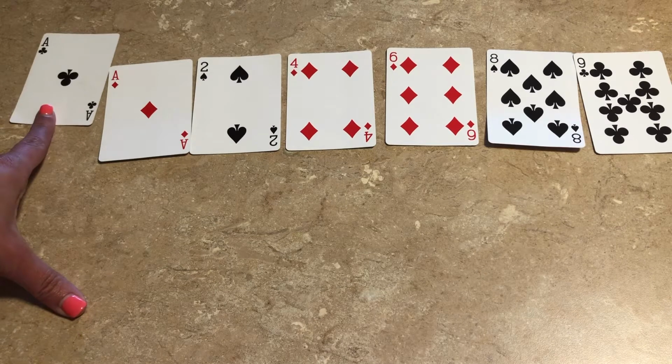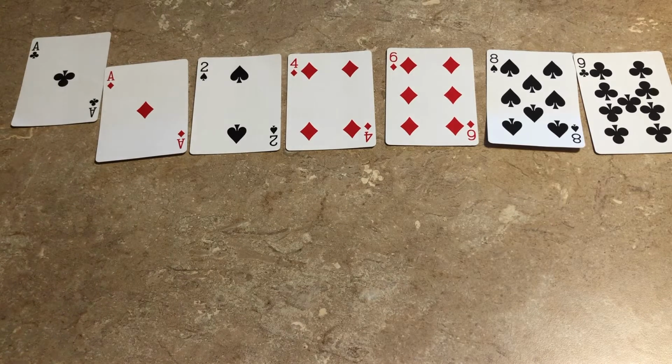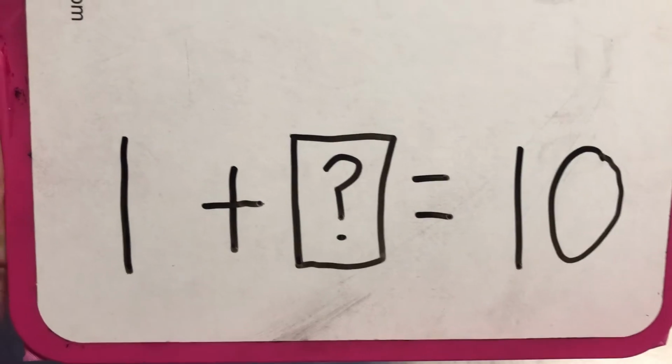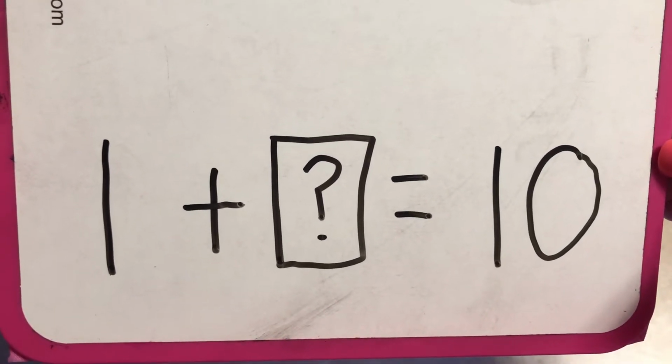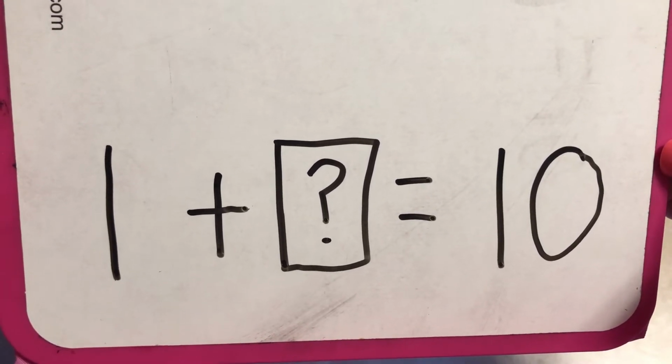Okay, so when you're thinking about subtraction as an unknown add-in, think about if I looked at this card right here. This ace has a value of 1. If I think to myself, 1 plus something, that's what I might say if I don't know what the value of the other number is, equals 10. This is how I might write my equation, my unknown add-in equation. 1 plus something equals 10.